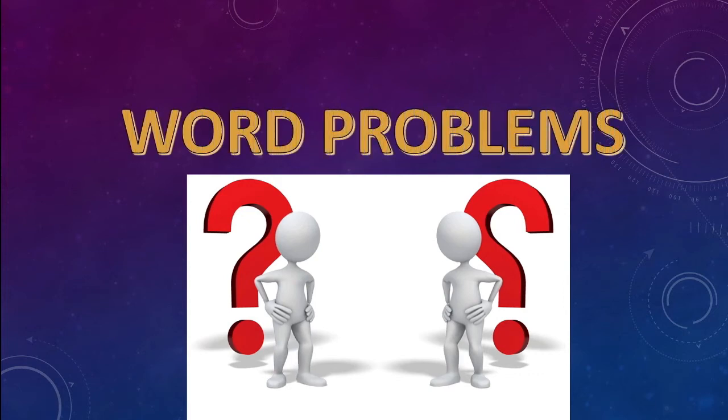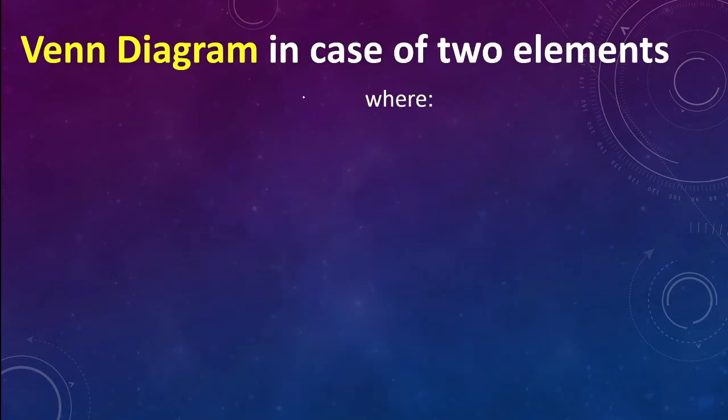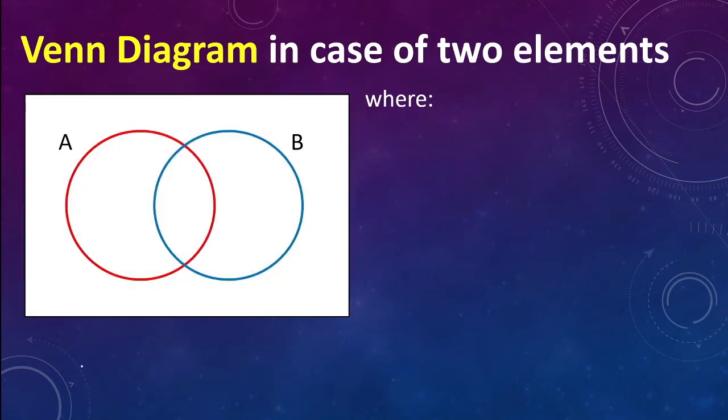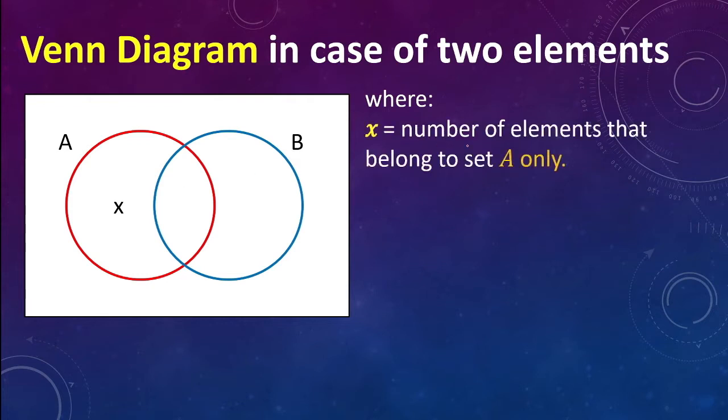So, let us have word problems. So, Venn diagram in case of two sets, so we have here two Venn diagrams. So, the first one is set A. The second one is set B. So, x represents the number of elements that belong to set A only. So, when we say set A only, hindi kasama yung intersection. Ito lang. Yan. Hindi kasama ito yung intersection nila sa B.